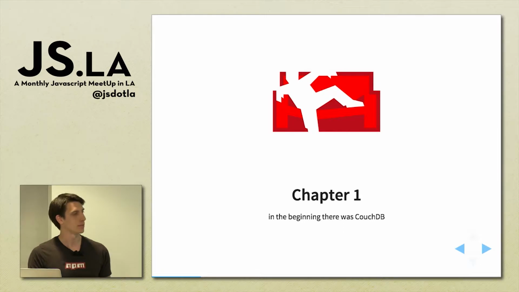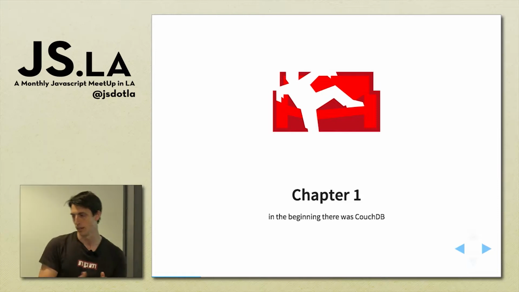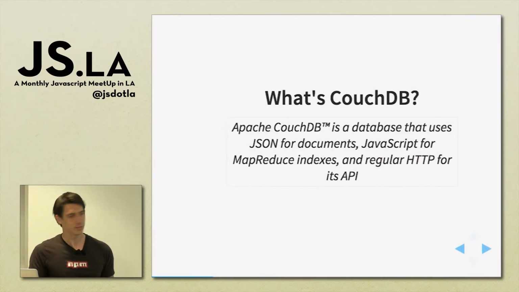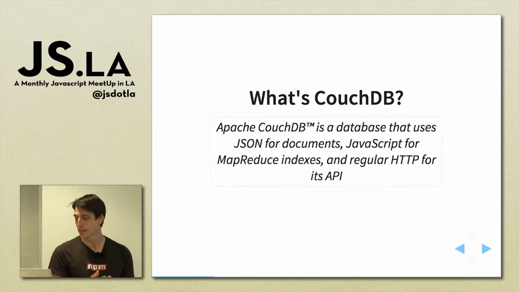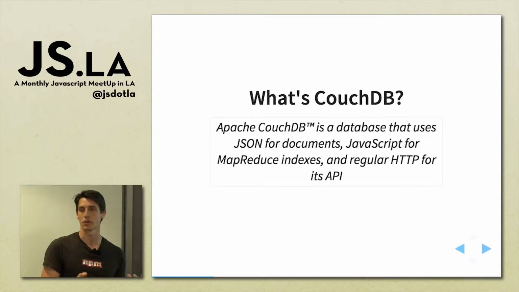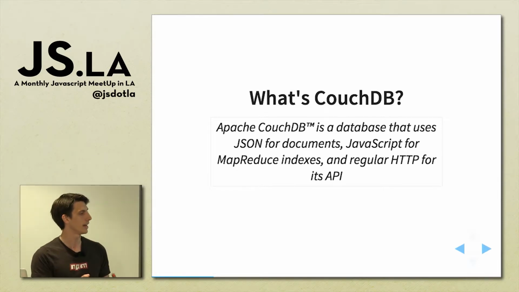So in the beginning, there was CouchDB. NPM started essentially just as a CouchDB application. What does that mean? Well, let me read to you the description off Apache's CouchDB project. Apache CouchDB is a database that uses JSON for documents, JavaScript for MapReduce indexes, and regular HTTP for its API. So basically, if you've ever tried Hadoop, or if you've ever heard of MapReduce, Couch drank the MapReduce Kool-Aid entirely, and it's completely based around the idea of MapReduce searches on data. Doesn't matter that much. It also really drank the RESTful API Kool-Aid.